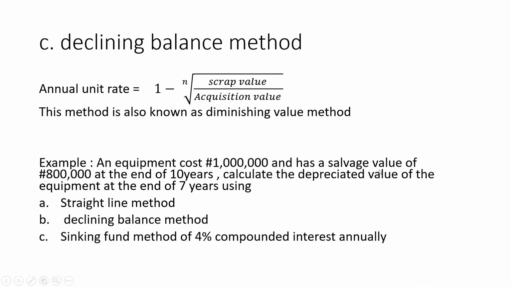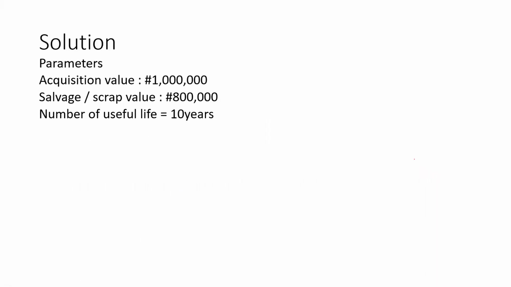So calculate the depreciated value for the equipment at the end of 7. So we are asked to calculate the depreciated value at the end of 7 years. So firstly, using straight line method. So the parameters we can extract from the question is acquisition value to be 1 million naira, salvage value to be 800,000 naira, number of useful life to be 10 years.